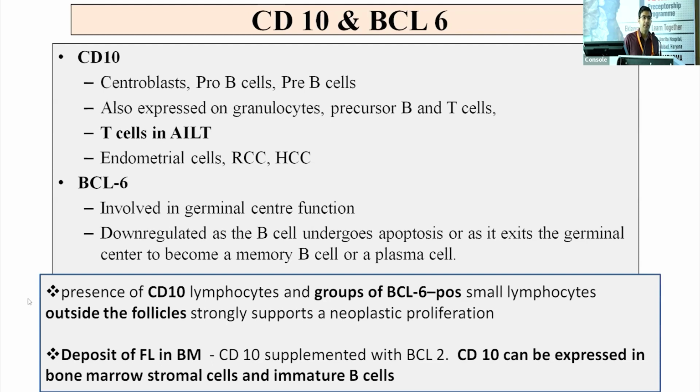As I said, CD10 is positive in bone marrow precursor cells. So follicular lymphoma involvement in the bone marrow should not be misdiagnosed by seeing stromal cell CD10 positivity. It should be present in the form of nodular aggregates or paratrabecular aggregates, and should not be confused with the stromal cells which are showing CD10 positivity.